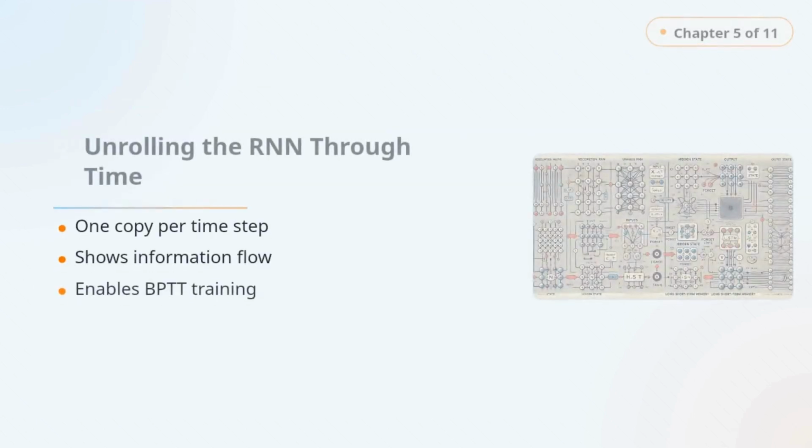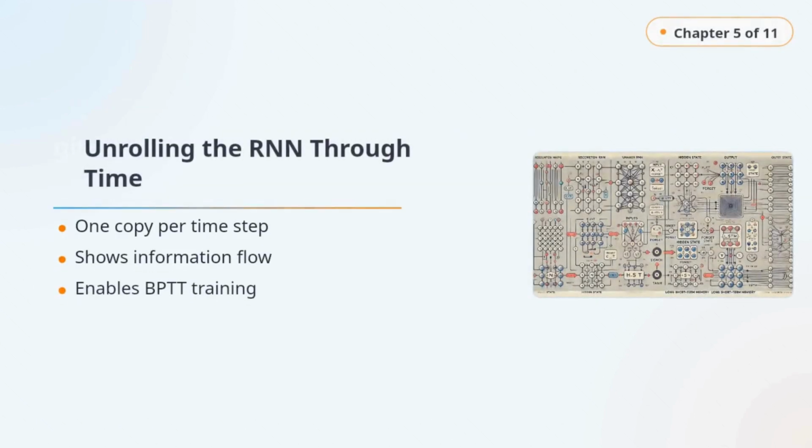To understand training, we often unroll the RNN through time. In this view, the same network is shown repeatedly for each time step in the sequence. This makes it look like a deep network spread across time, and that is how backpropagation through time, or BPTT, is applied. Now that we've covered RNN basics, let's test what we've learned so far. Here's quiz number 1. See if you can get it right.